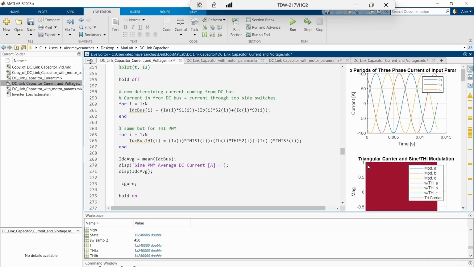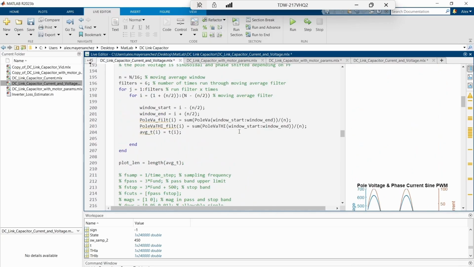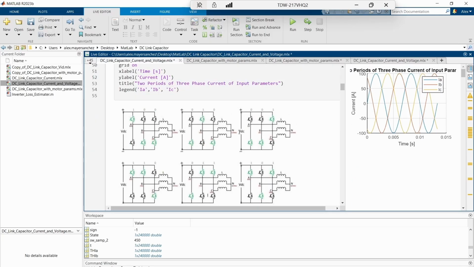So basically, you can see in the different vector states, let's say in this state, current is coming in this phase and going out these 2 phases. So in this state, the current into the DC bus is just the current of phase A. And in the case where phase A is negative, it's the current coming in these 2 phases and then coming out phase A, and those sum up to phase A, so it's basically the current coming out of phase A.